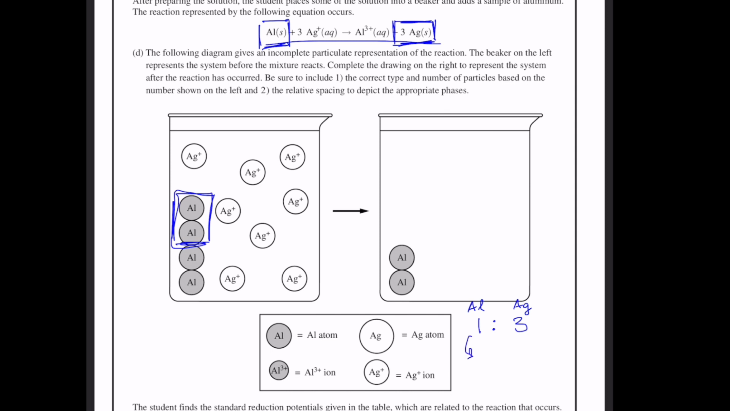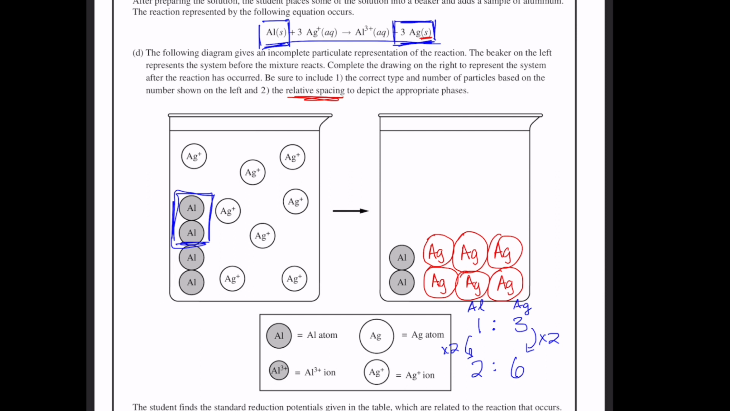So now this is getting doubled times 2. So now we have 2. Well, then we also need to double this side of the ratio. So then that means that we're going to have 6 silver atoms for the 2 aluminum that reacted. And when we draw this in our particulate representation, we have to remember to make the silver atoms bigger, and also because it is a solid, the relative spacing also does need to look like a solid, so it needs to be packed together. We need to look at the silver ions.